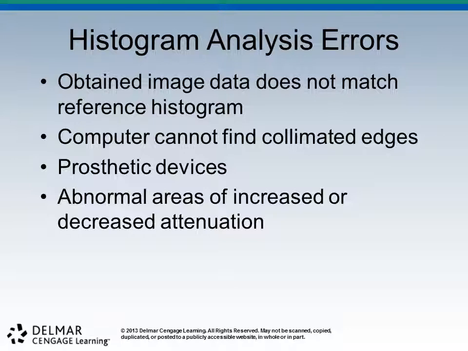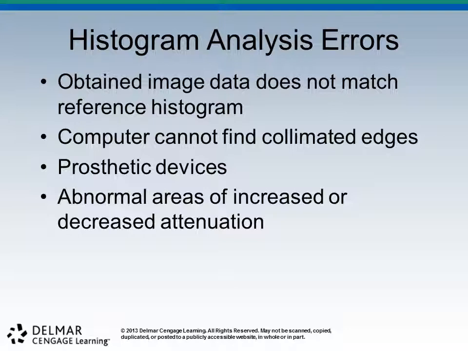There are some errors. We told it the wrong thing, so it's not going to match the right histogram. We can't find the collimated edges. This is important, to collimate on four sides. Follow the mouse point. We want to see collimation. We don't want this data to run off the cassette because then the computer doesn't know where it's supposed to end, and sometimes that'll just really mess up your image. Also, if somebody's got a fake hip, shoulder, knee, those prosthetic devices in there, the computer does not expect that. And so that'll give you a histogram analysis error as well, because that becomes an abnormal area of increased attenuation.